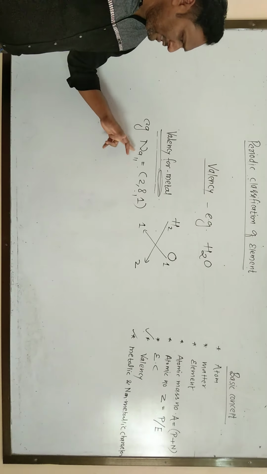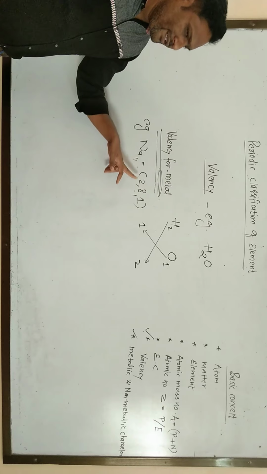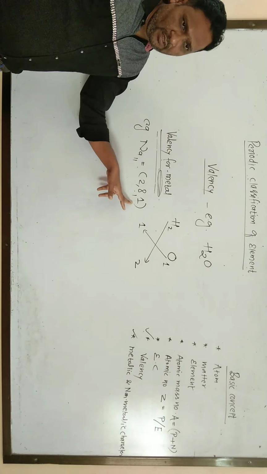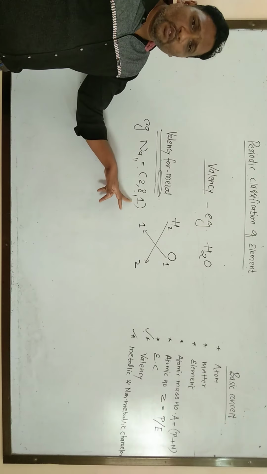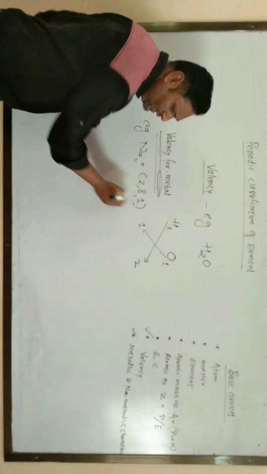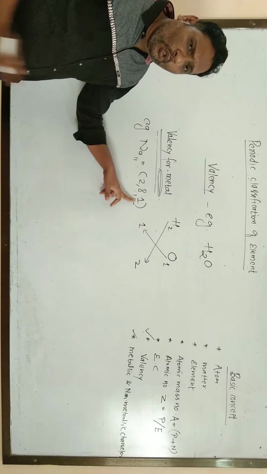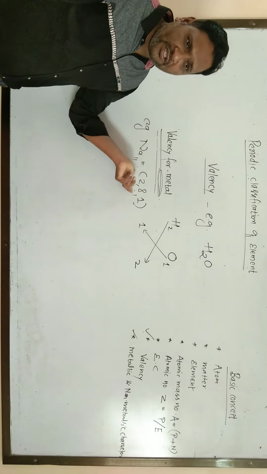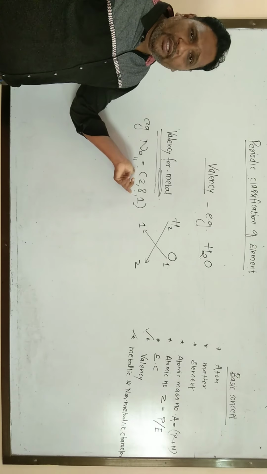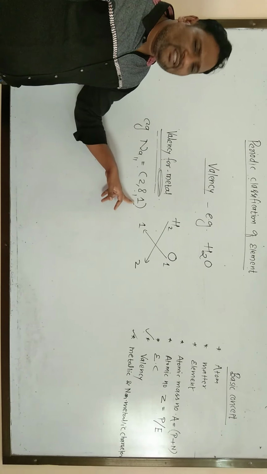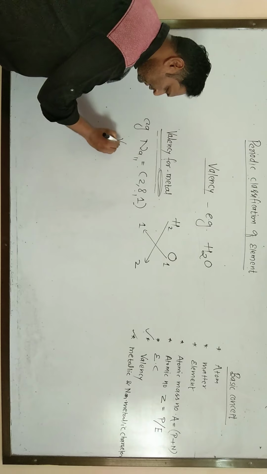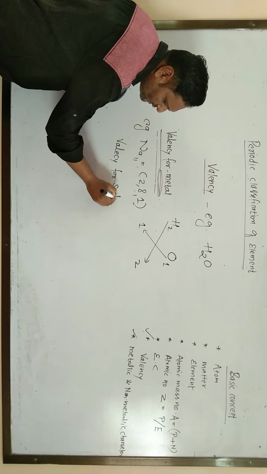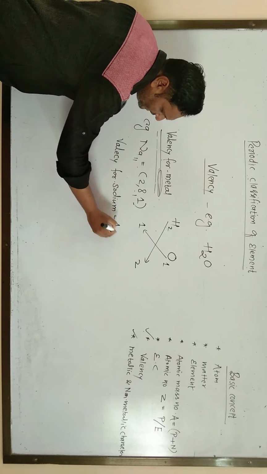Sodium has atomic number 11, and its electronic configuration is 2, 8, 1. So in the last orbit of sodium there is only 1 electron, and sodium easily donates its 1 electron, forming a stable electronic configuration like inert gases. So the valency for sodium is 1.